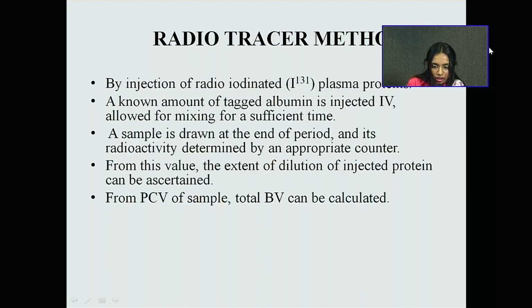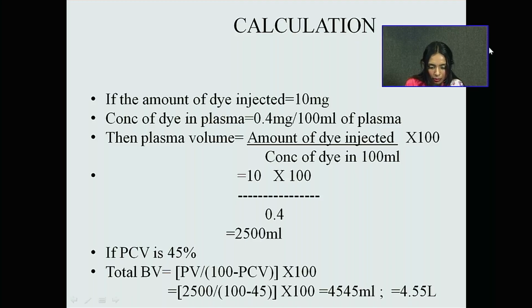Now the radio tracer method. This method is carried out by injection of radioiodinated I-131 plasma protein. A known amount of tagged albumin is injected intravenously. It is allowed to mix for a sufficient time. Then we draw a sample by the end of the period and its radioactivity is determined by an appropriate counter. From this value, the extent of dilution of the injected protein can be ascertained. From the PCV of the sample, total blood volume can be calculated. As we saw here, PCV was 45%, so we calculated the total blood volume by PCV.